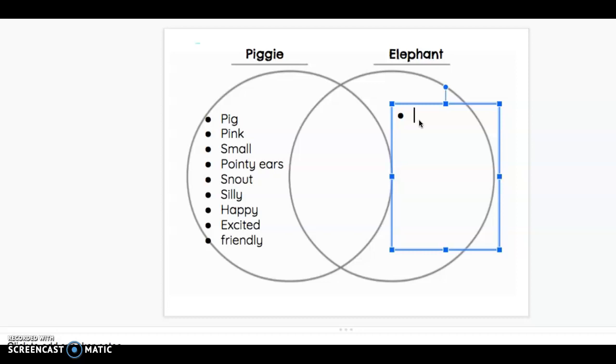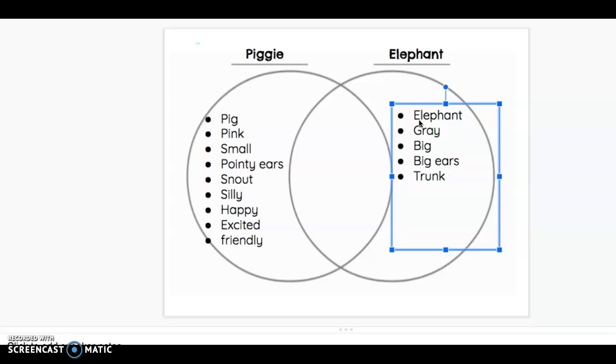Okay, so we're going to start with those outside traits, the things that we can see just by looking at Elephant. So I know the kind of animal he is. He's an elephant. He's gray. He's big. He's got big ears. He has a trunk. Okay, now I have all of his outside traits.